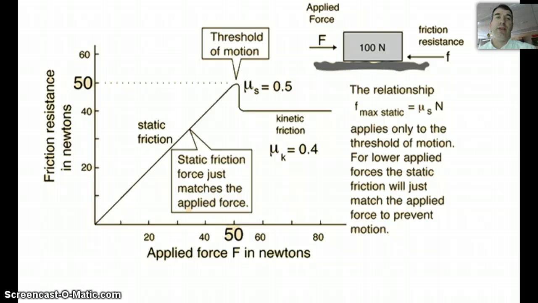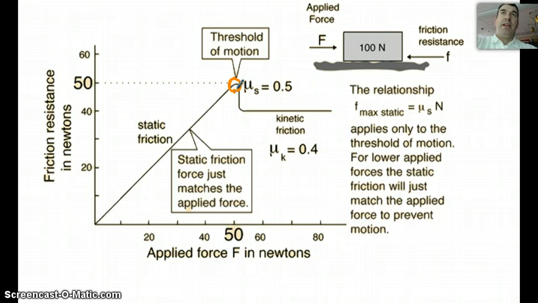What this would look like if we were actually to plot out the frictional resistance versus the applied force, we'd see that the static friction would sit there and match exactly with the applied force. So quite often questions will ask, what is the maximum applied force before the object gets going? And it will give you the static coefficient of friction. What we're looking for is, what is that number right there? What is that maximum value going to end up being?